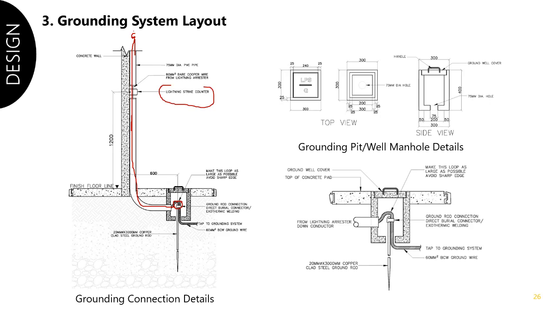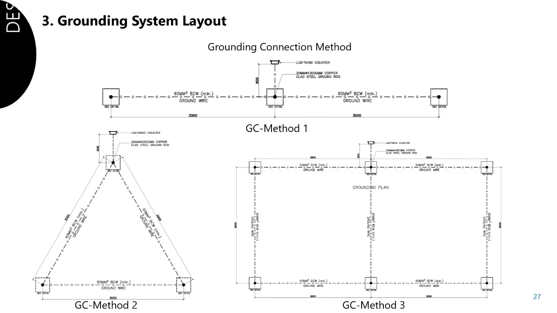I will present first the grounding system before I explain the test pit. For the grounding connections, I have here three methods, or there might be others, but these are the common grounding systems. The first method is just a straight-line lightning grounding system. Method number 2 is a triad, and then the grid grounding.